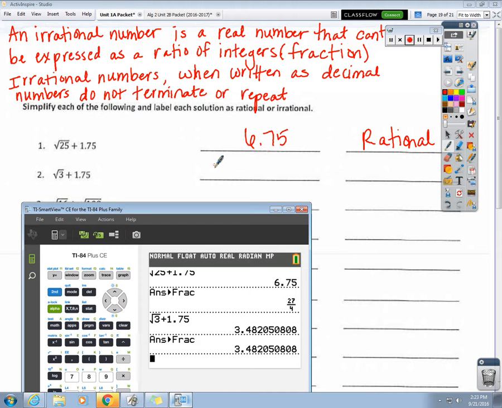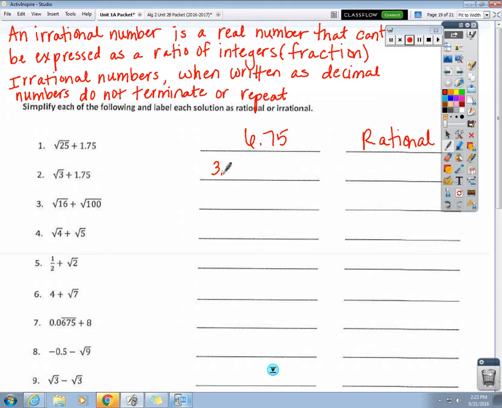So you need to write out the whole thing. 3.48, 20, 50, 808, and that is irrational. Do you understand how to do this? Okay, I'm going to give you a few minutes to try the remainder of the page by yourself. Okay, and then I will take questions about it at the end. And I actually might just call on you randomly to go up there and fill in the blanks. So that means you got to get them all done.